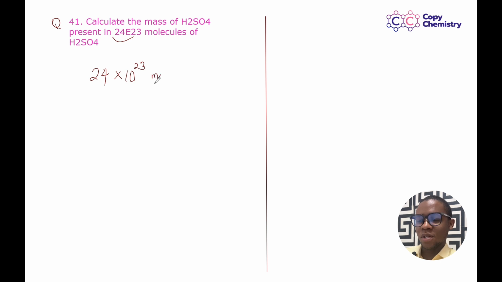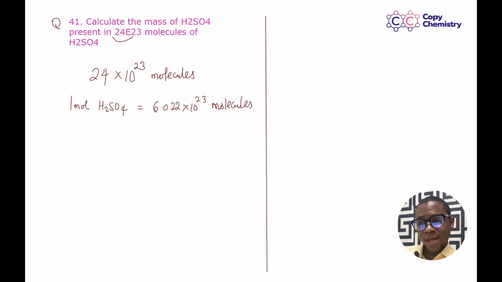So this is the amount of molecules that you have of H2SO4. We're trying to find the mass of H2SO4 present here. According to Avogadro's principle, 1 mole of a substance like H2SO4 should contain 6.02 times 10 raised to the power 23 molecules. Okay, but the same 1 mole of H2SO4 is equivalent to its molar mass.